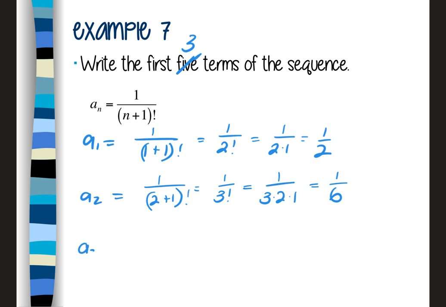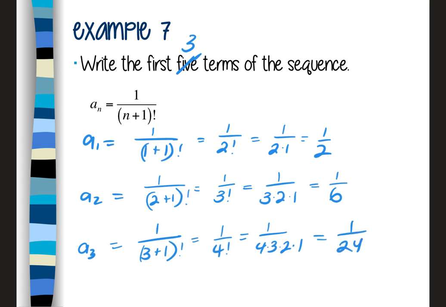And then we'll do one more. A3, 1 over 3 plus 1 factorial, which is 1 over 4 factorial, 1 over 4 times 3 times 2 times 1, 1 over 24.